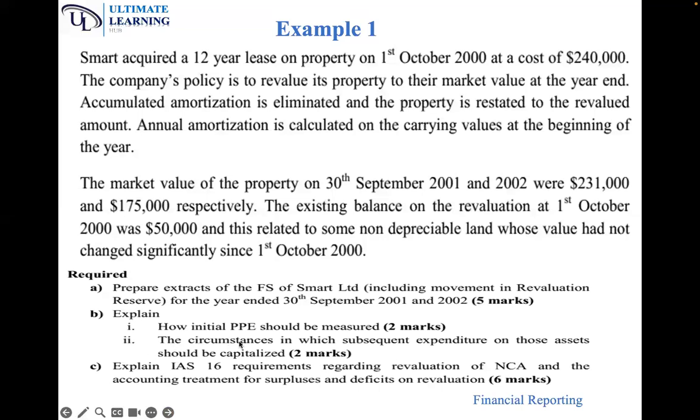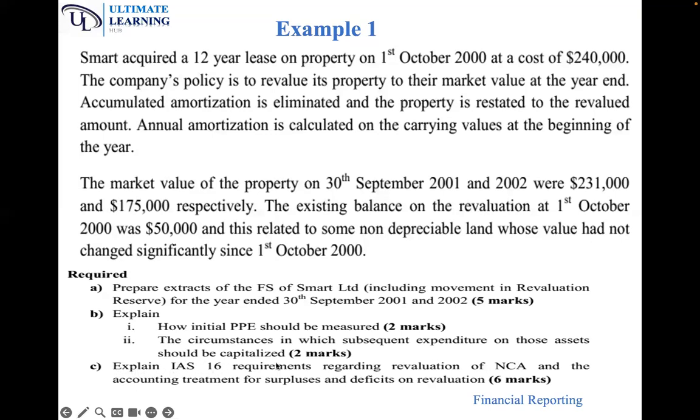Number 2, the circumstances in which subsequent expenditure on those assets should be capitalized. We said subsequent expenditure should be expensed unless there is evidence of improvement on the asset. What is the evidence of improvement on the asset? We gave 4 evidences. Read on them. Modification, upgrading, extension to a building, etc. You remember those points. That is 2 marks. Point number 3, or C.